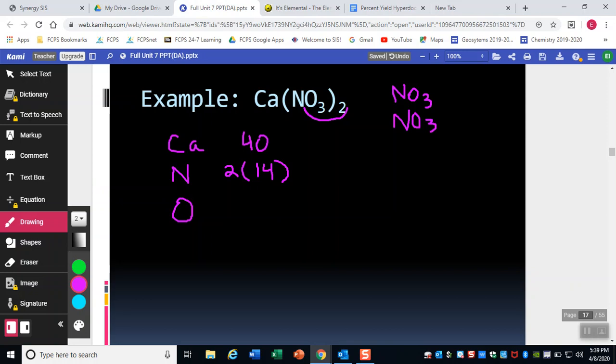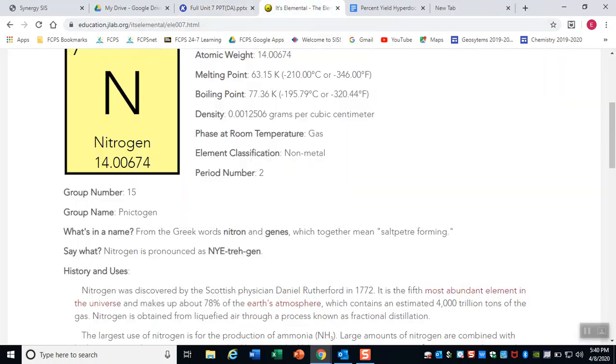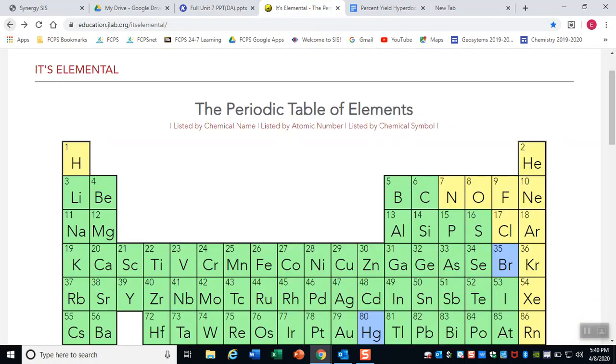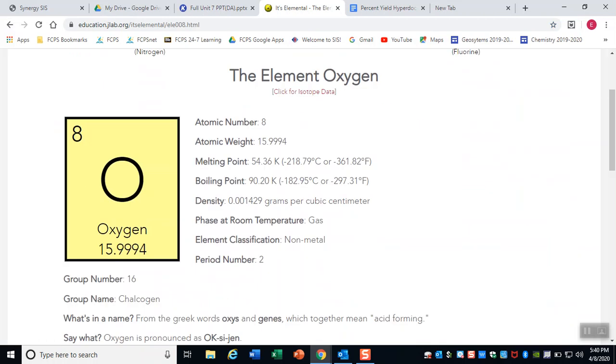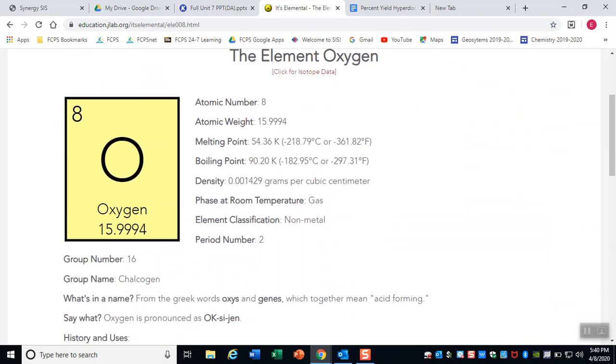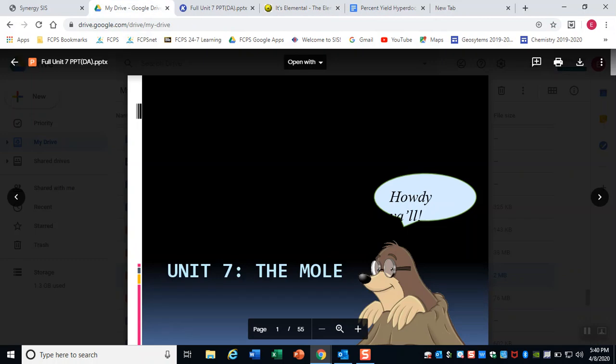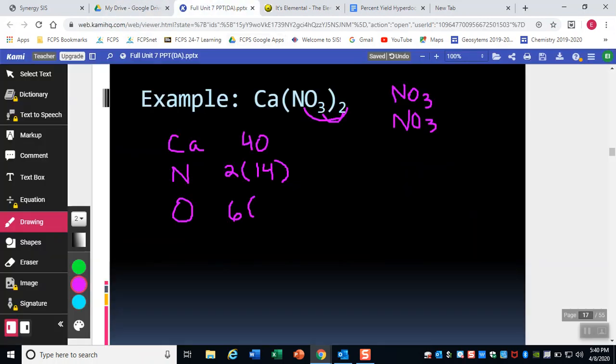And then oxygens, I have 2 times 3 because it's 3 plus 3. So that would be 6 oxygens. And each oxygen, if I look on my periodic table, my oxygen is right here. My oxygen is 15.9, so I'm going to round that to 16 for my mass number. So 16.